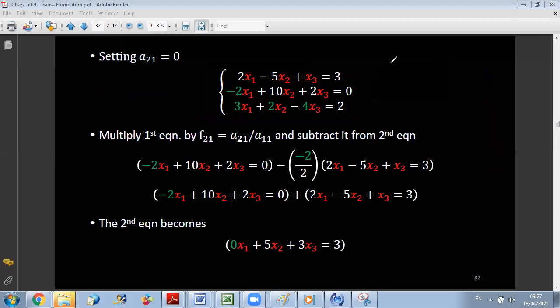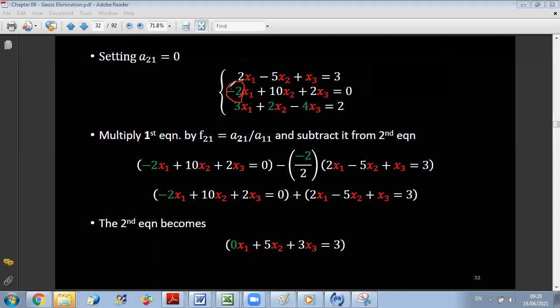Okay, so now what is the general technique we use to get an equation for which the coefficient is 0? It's very simple. After doing this operation, I want to get 0 here. So what should be the coefficient that I multiply the first equation by, in a way that if I subtract the two equations I will get 0 here?